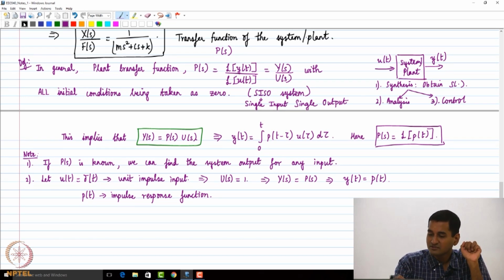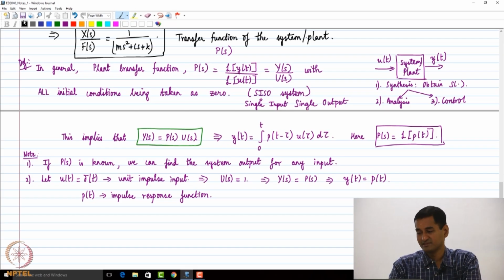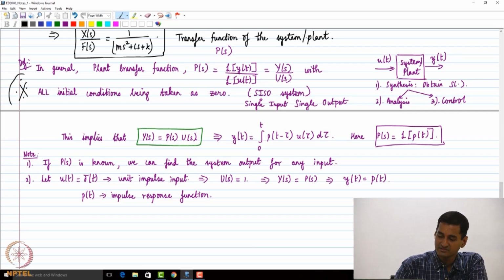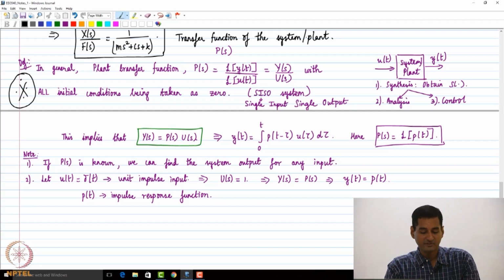So that is the impulse response function. This is as far as the definition of the transfer function is concerned. Once again, this is extremely important: we need to keep all initial conditions to be 0. Only then can we essentially talk about transfer functions and use them.